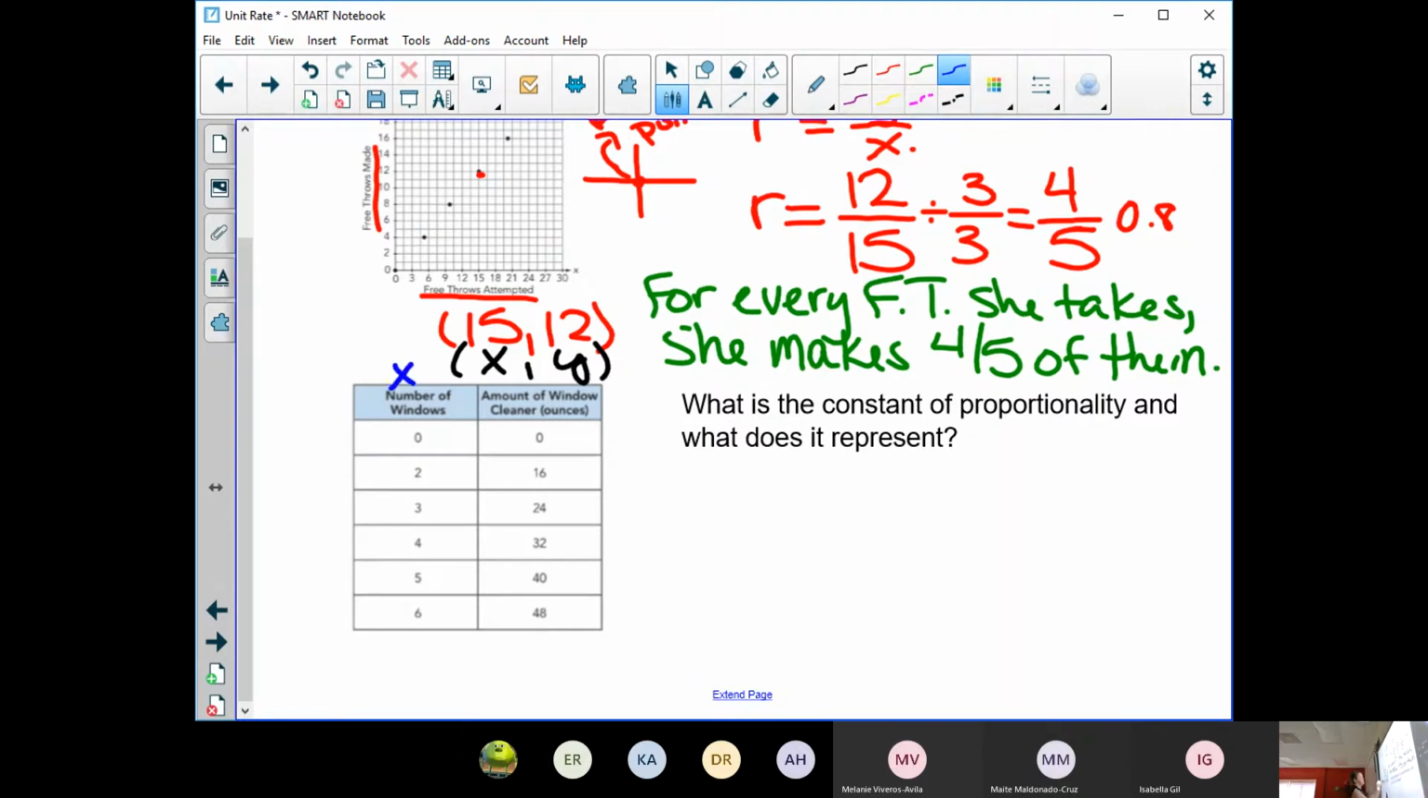So number of windows and the amount of window cleaner. Number of windows is going to be my X. Amount of window cleaner in ounces is my Y. And the first thing I want you to notice is the very first pair of values is 0, 0. If I were to graph this, 0, 0 is what point on the graph? What do we call it? It has a special name. Drop it in the chat.